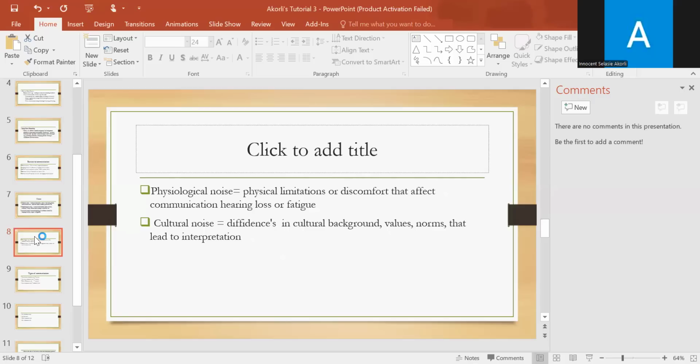Then the cultural noise, differences in cultural background, values, norms that lead to cultural noise. But the whole thing is this. One thing I want you to carry along is this: that noise is temporary, short term, or just for a moment. But barriers are more systemic. They are systemic. They are not something you can deal with easily.